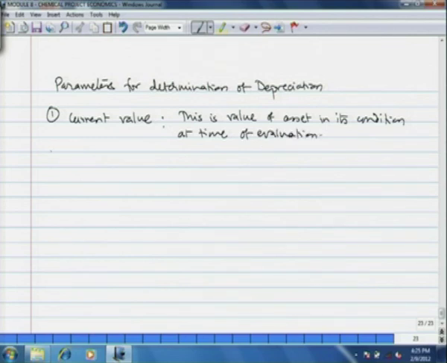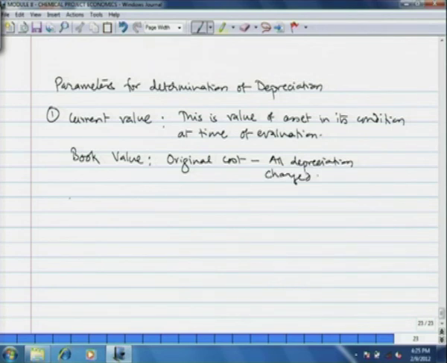Now, the book value is the difference between the original property cost and all depreciation charged up to a time. It is original cost minus all depreciation charged. Market value is the price that an asset would fetch if it is sold in open market.